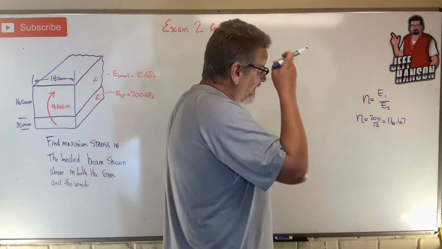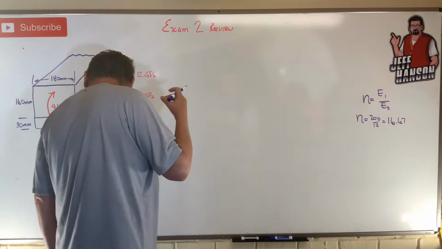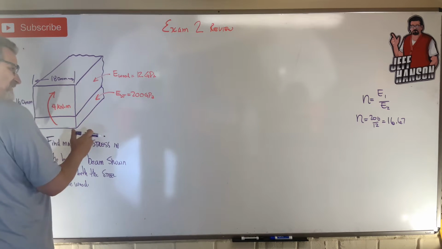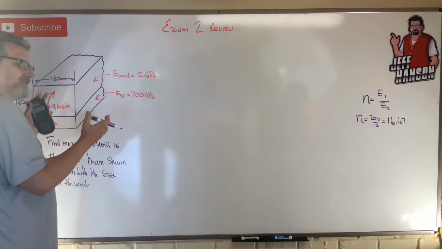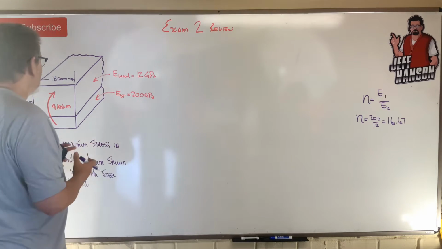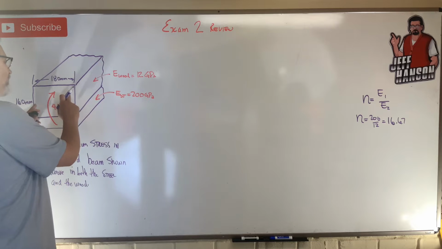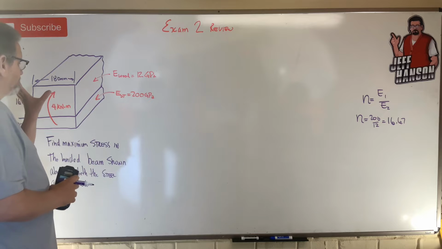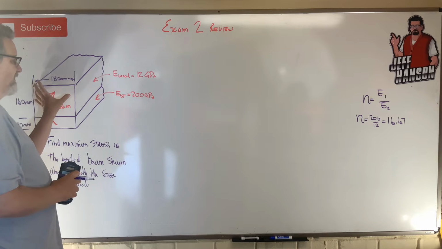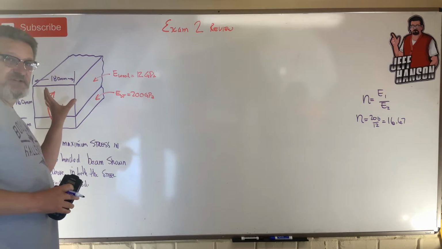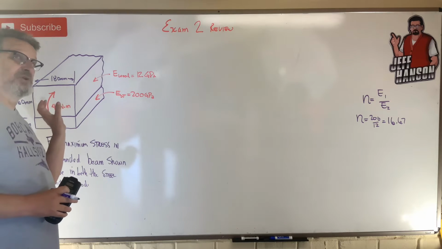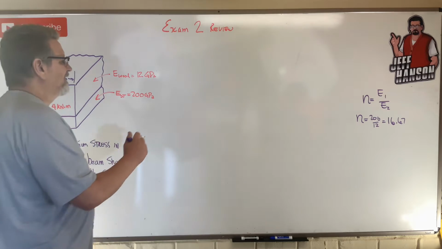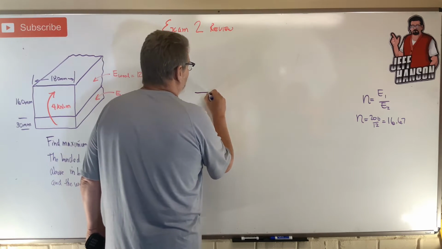So what I've got to do now is I can either turn the steel into wood or the wood into steel. I've got to convert this into one material. I think I'll convert the wood into steel. So if I had this much wood and I was going to replace it with steel, do you think it would take less steel or more steel than that to replace it? Less, right? So the new one would look something like this.